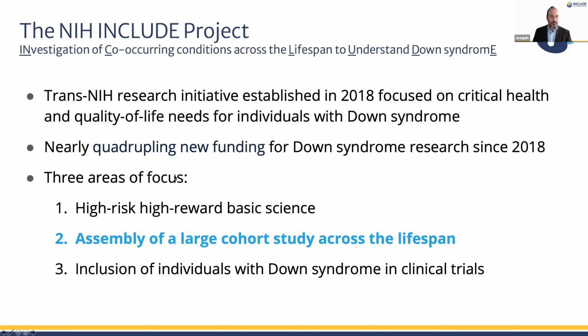And this investment is allocated into three major areas: high risk, high reward, basic science approaches, assembly of a large cohort study across the lifespan, which is related to the activities of the Data Coordinating Center, and inclusion of individuals with Down syndrome in clinical trials.